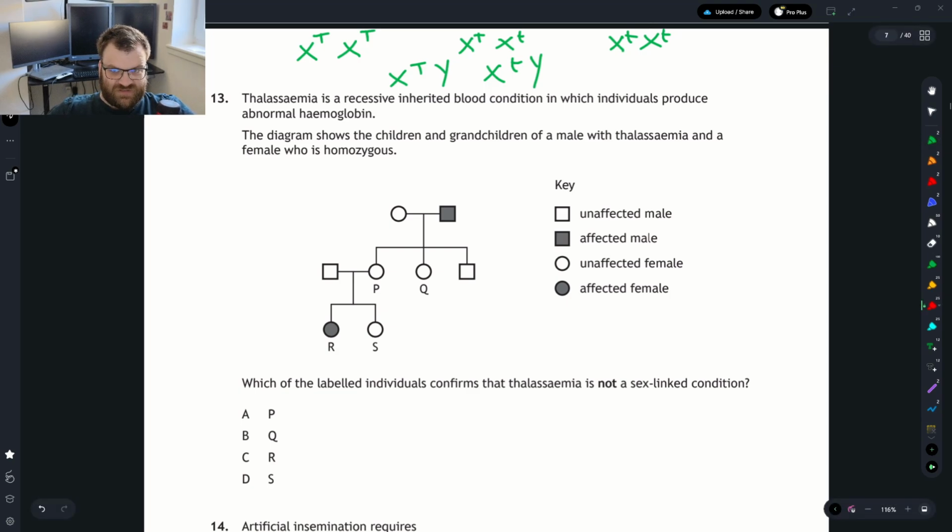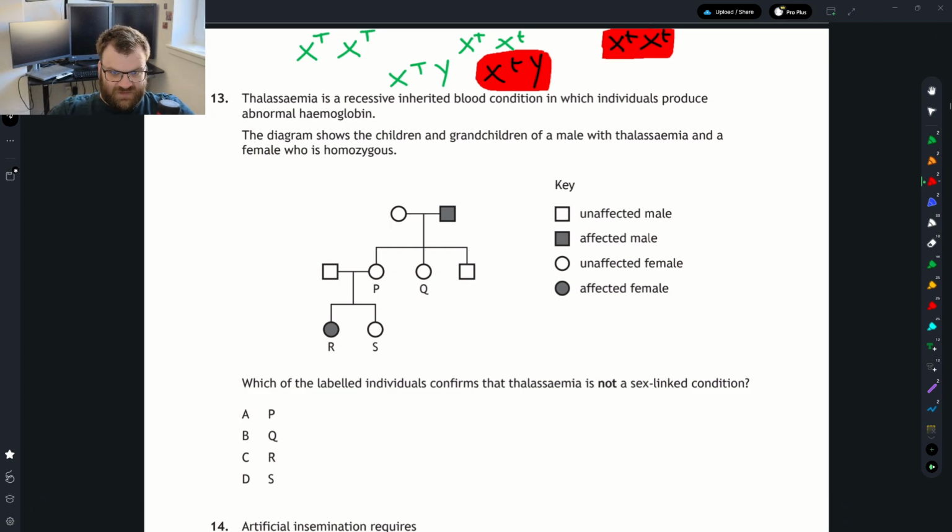If the person was affected, they must have only the little versions, only little t. That means if they've got 2 little t's as they're female, they will be affected. And if they're male, they'd have X little t, Y. For an unaffected male, they must be X big T, Y. And then an unaffected female could either have 2 big letters or 1 of each. So they might be homozygous dominant or heterozygous.